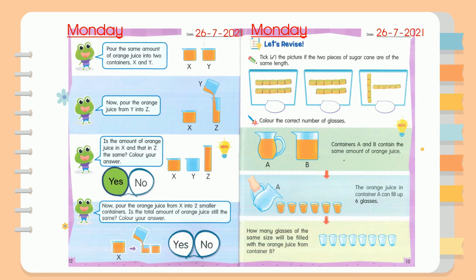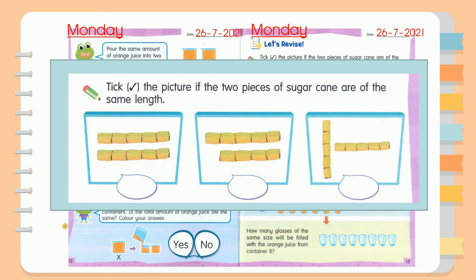Okay, the next question, you read and think by yourself. After that, color the answer. Page 13. Let's see the first question. Tick the picture if the 2 pieces of sugar cane are of the same length. So let's see the first picture. Do you think these two sugar canes are of the same length? Yes, it's the same. Please tick.